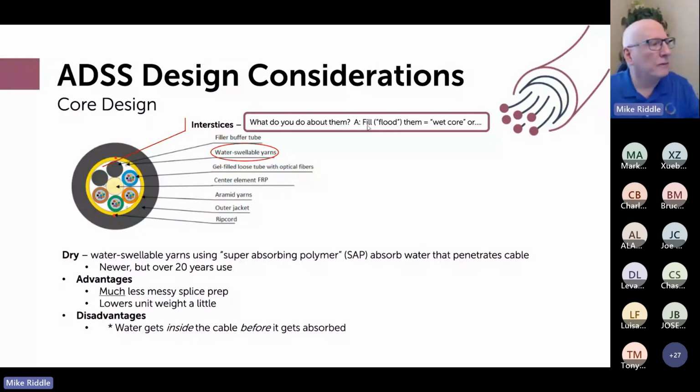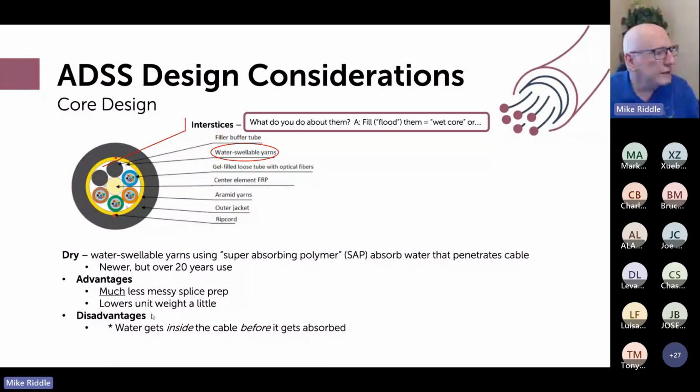Oh, actually, we see right now, we can use water-soluble yarns as another way of dealing with what happens if water gets in. You just don't want water to be floating around in these voids. You need to do something to prevent it. So the water-soluble yarns use super-absorbing polymer. And that's a newer design concept compared to the flooded core that we'll see in a minute. It does make splice prep significantly less messy. It does lower weight a little bit, but it borders on being trivial.